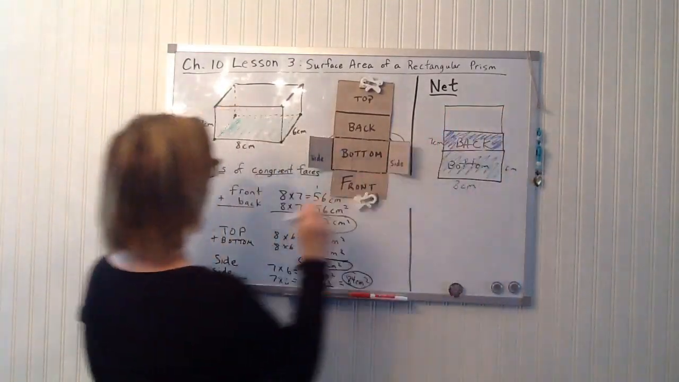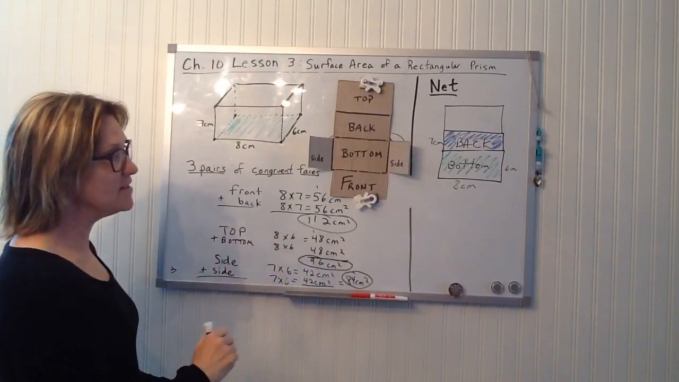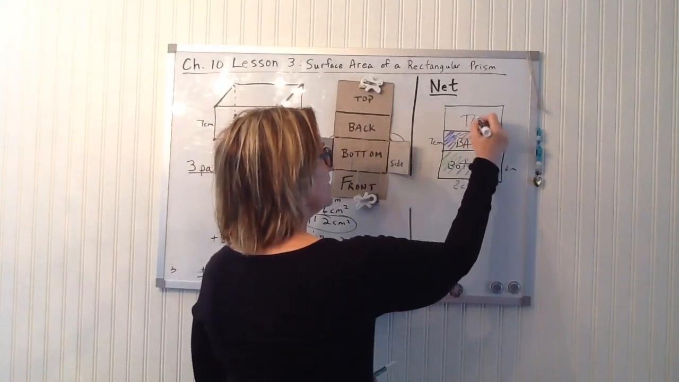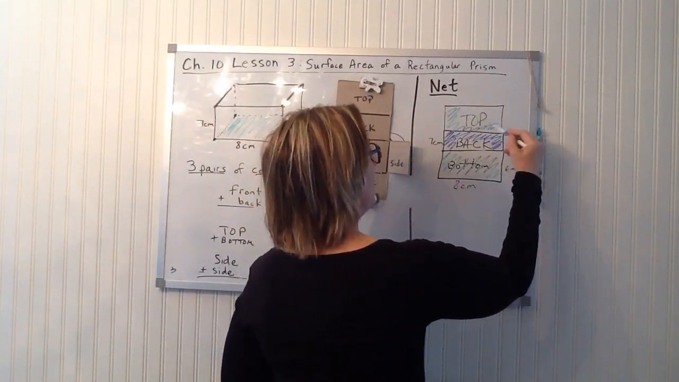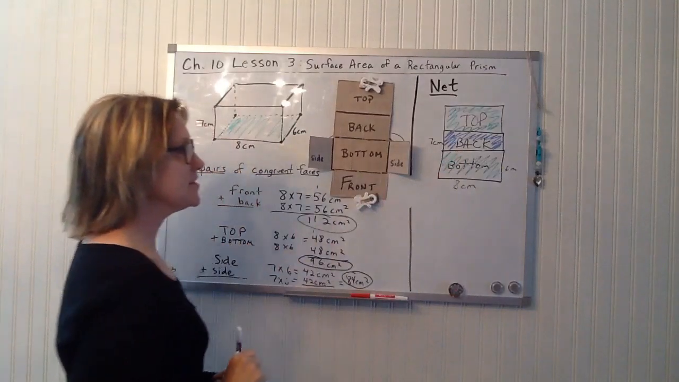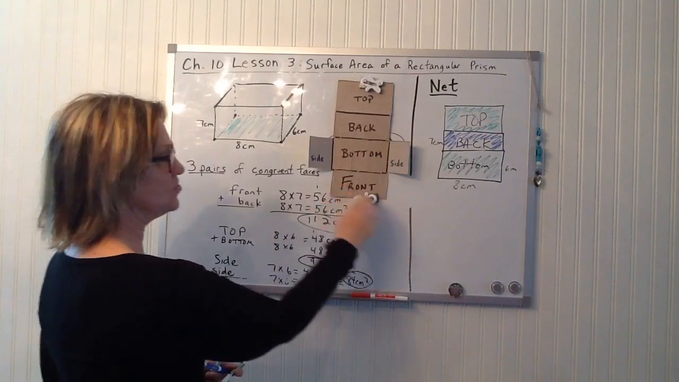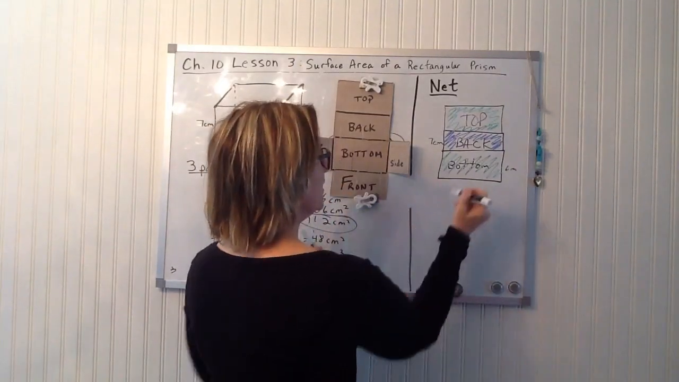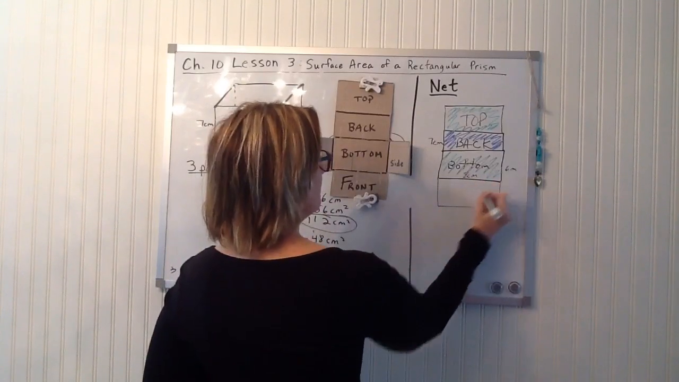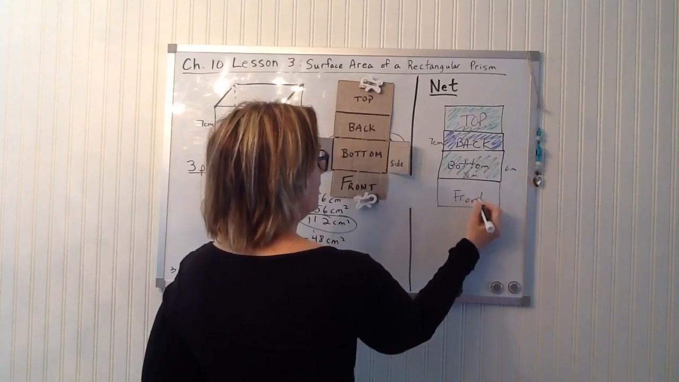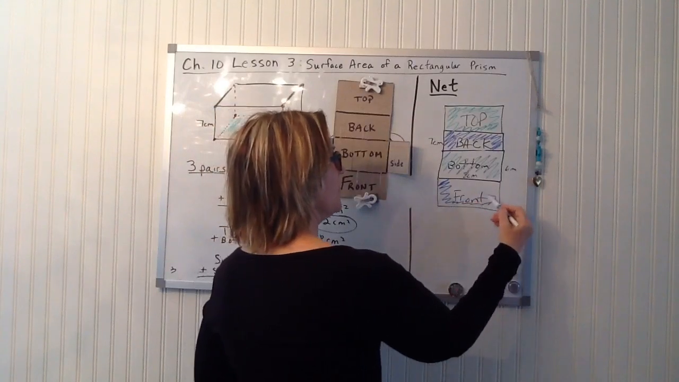And recall that the top and the bottom are the same exact figures. So they're going to have the same dimensions. So I'm going to shade this one green because it pairs up with the bottom. So top and bottom are the same dimensions. Back and front would also be the same dimensions. So I'm going to move this up here inside. And down here would be my front. And I'm going to shade it blue to show you that it pairs with the back.